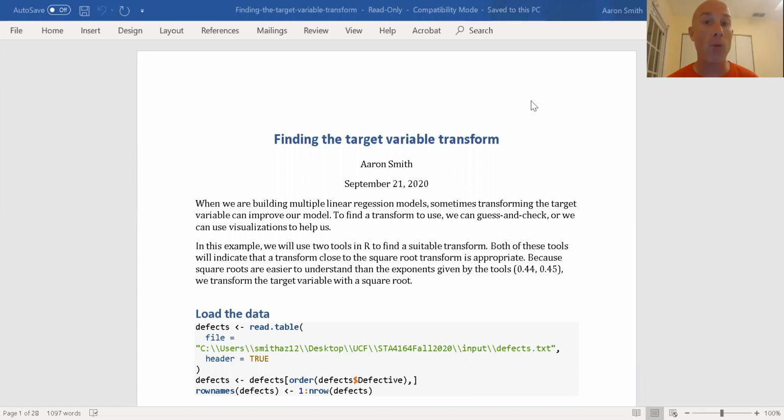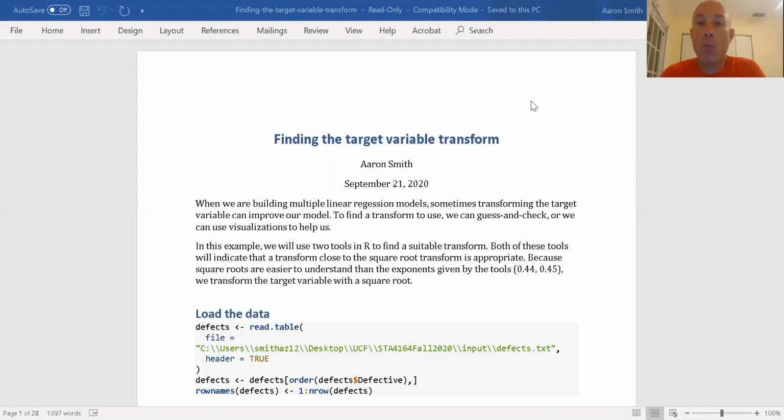Now, we're in multiple linear regression, so I could transform each of the predictor variables, or I could try to find other predictor variables to include, such as interaction terms. But for now, we're just going to focus on transforming one variable. So in this example, we're going to look at two different ways that we can find suitable transformations. And we're going to be talking about exponential transforms this time.